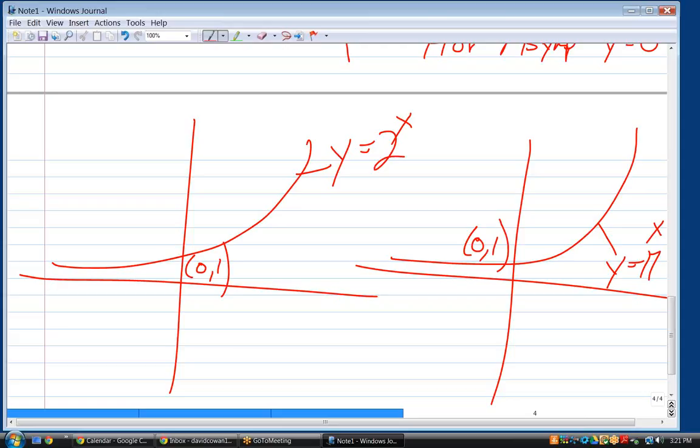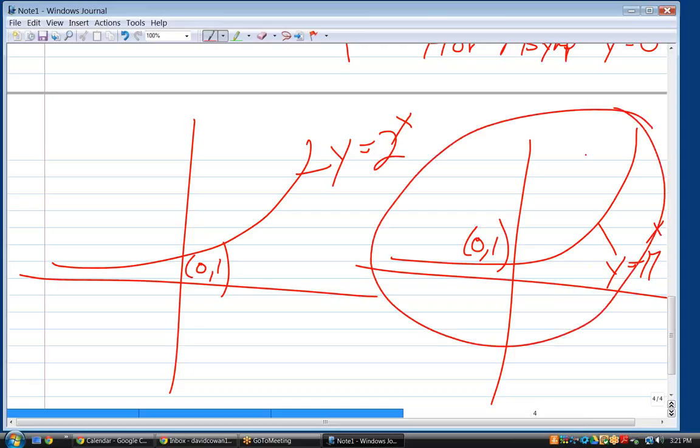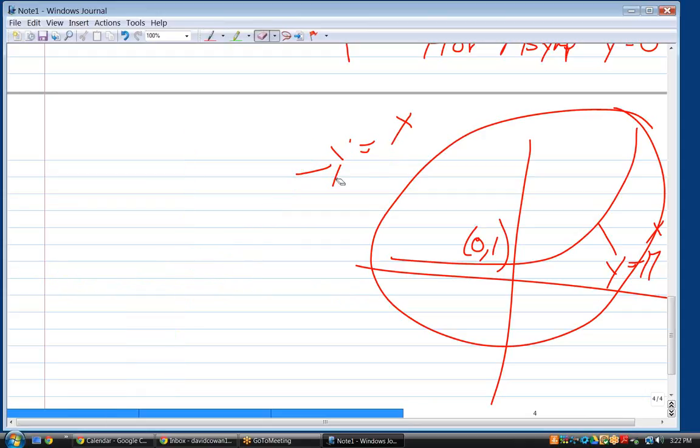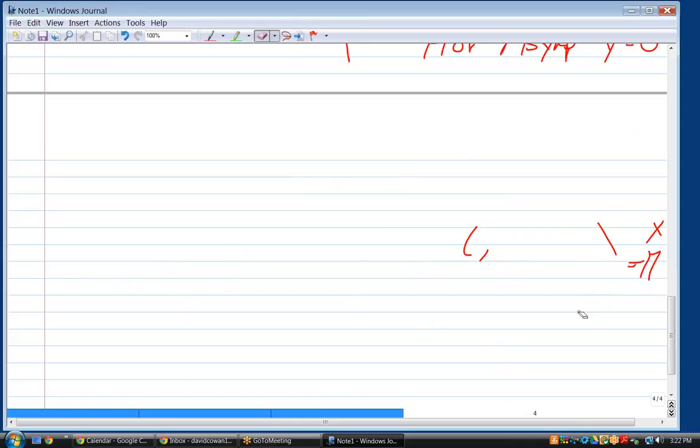Yeah. They're different, for sure. In other words, when x is 1, y is 2. Over here, when x is 1, y is 17. So this is a little steeper. But if I just showed you the curve without any grid, you'd be hard-pressed to tell whether that was 17 to the x or 2 to the x. So all exponential functions tend to look alike.